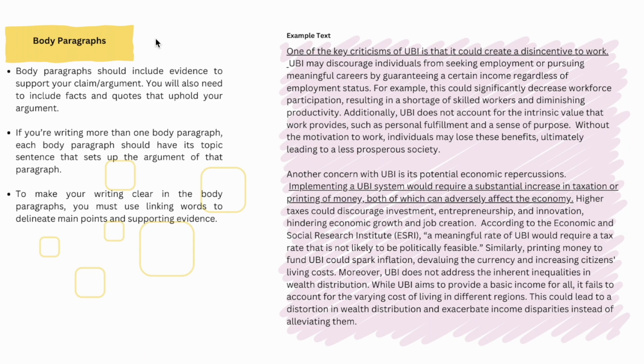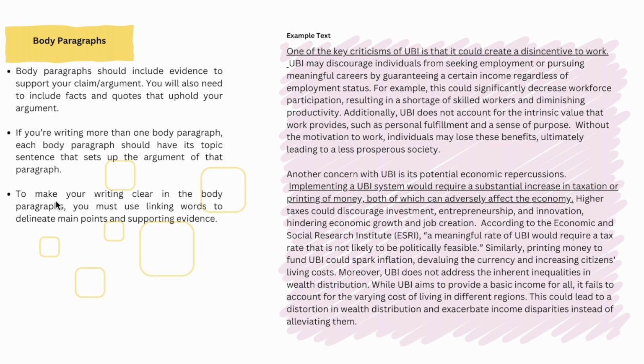Moving right along, this next part is about writing your body paragraphs. So body paragraphs should include evidence to support your claim or argument, and you will need to include facts and quotes that uphold your argument. If you are writing more than one body paragraph, each body paragraph should have its topic sentence that sets up the argument of that paragraph. So as you can see, these underlined sentences are topic sentences for each paragraph. That's the topic sentence for the first paragraph. And this here is the topic sentence for the second paragraph.